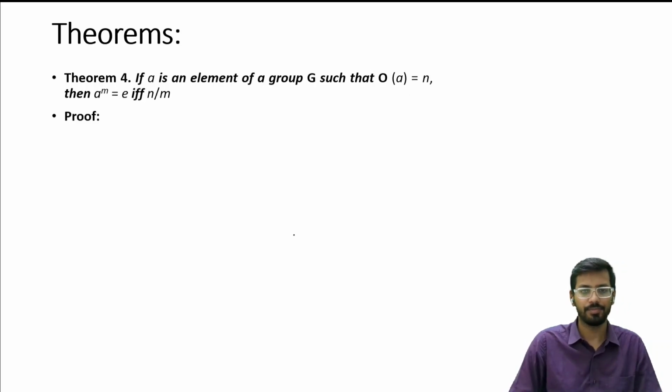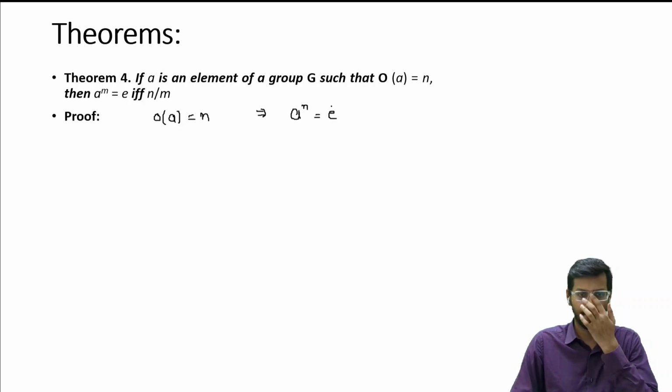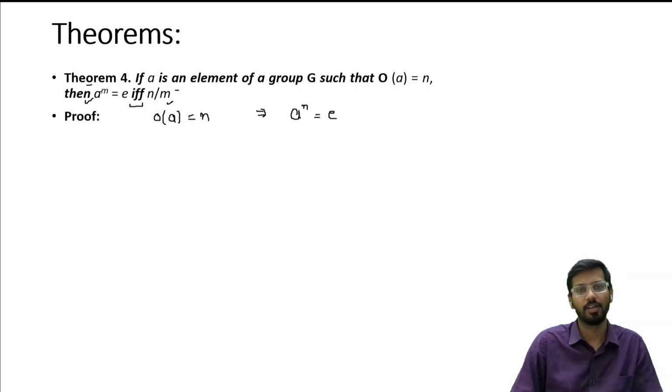Now next theorem. If A is an element of a group G such that order of A is n, then A raised to power m is E if and only if n divides m. Okay, so given that order of A is equal to n, that means A raised to power n is the identity element. Now the given condition is if and only if, meaning we have to prove this from that once, and that from this. So first we will take the necessary condition, then we will prove the sufficient condition.